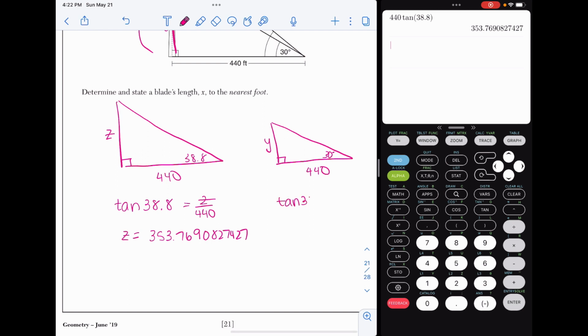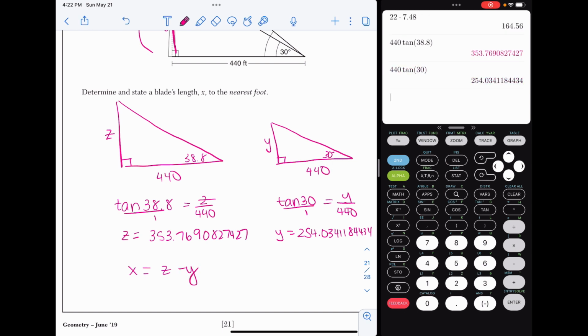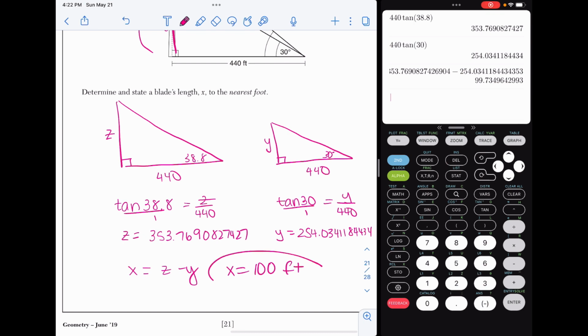Over here, this is tangent of 30 is equal to y over 440. Cross multiply, you can put those over 1 if you don't see the cross multiplication. So 440 tangent of 30 is 254 in all of these decimals. And remember, we said x is equal to z minus y. So I'm going to subtract those two answers. I'm just highlighting them in my calculator so I don't have to type them in myself. And we're going to round to the nearest foot. In that case, that means the nearest whole number. So I'm going to get 100 feet as my answer to this question.